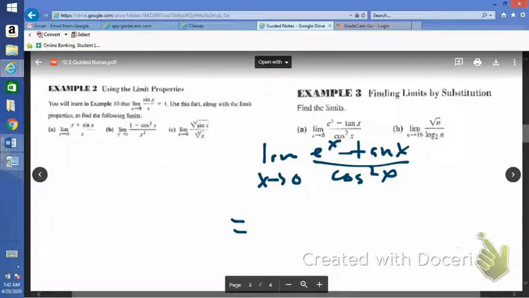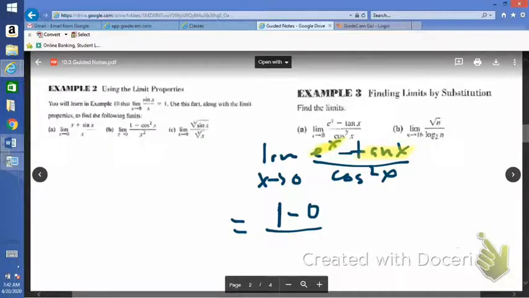Alright, so if we plug in 0 for x, e to the 0, well, what is e to the 0? That is going to be anything raised to the 0 power is 1, minus the tangent of 0. Okay, so what is the tangent of 0? That's going to be 0. Plug that into your calculator if you're not sure.